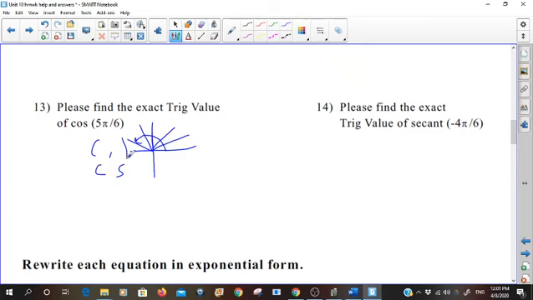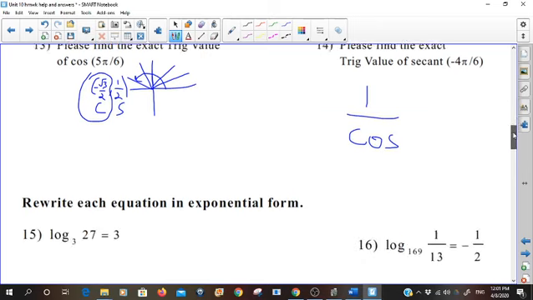And so it goes cosine and sine. This is the further distance, 0.866, or negative radical 3 over 2. Sine of 5 pi over 6 would be up a half. Since it's cosine, it's just going to be negative radical 3 over 2 is our answer. So you could try number 14. Secant is just 1 over cosine of that thing, which is negative 4 pi over 6.